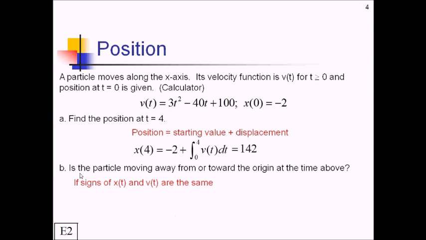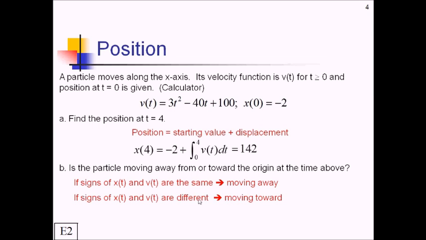So if the signs of x of t and v of t are the same, so the direction that it's moving and the side of the y-axis are the same, then we would say it's moving away from the origin. If, on the other hand, x and v have different signs, then we're moving toward the origin. So pause the video and see if you can figure that out for this problem, whether we're moving towards or away.